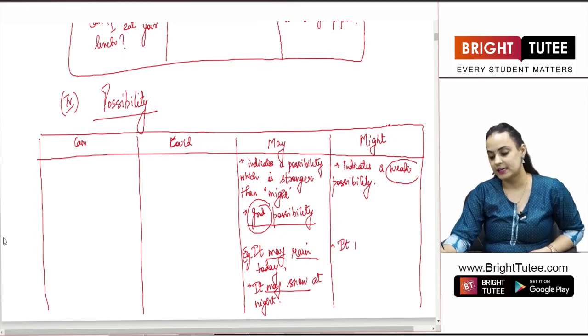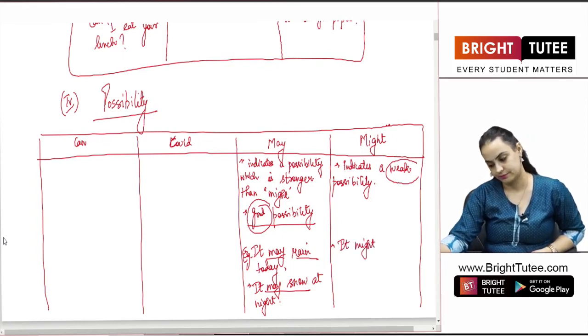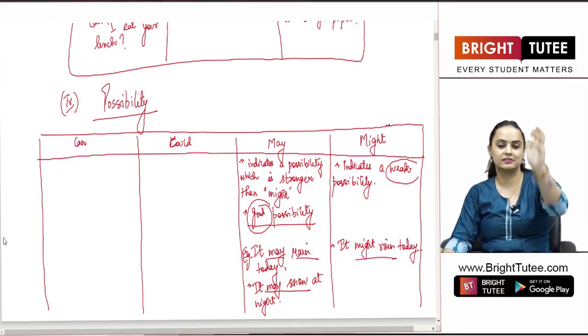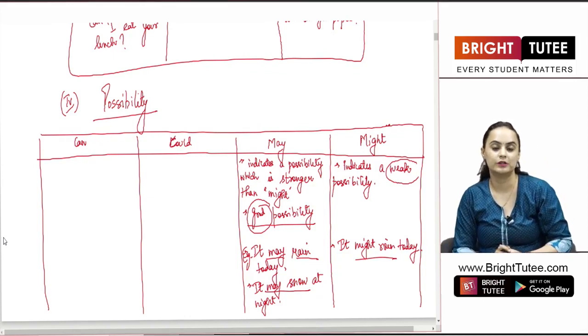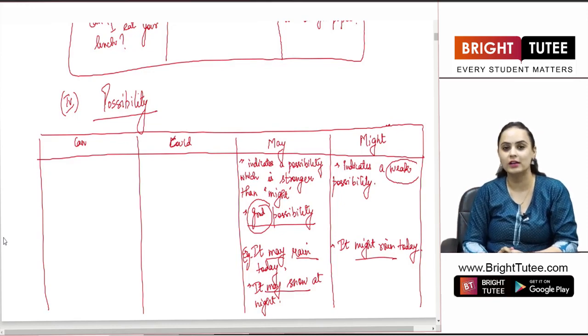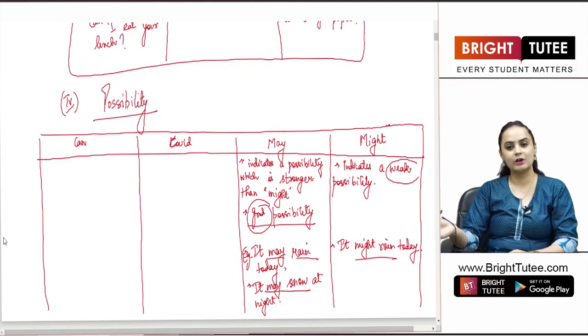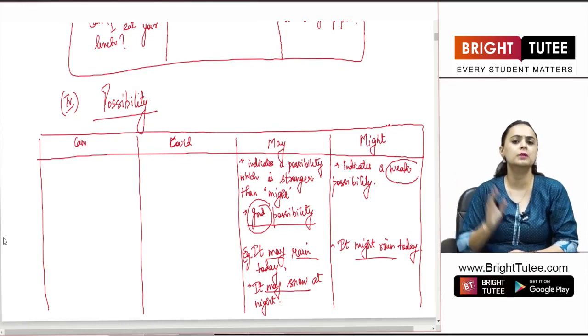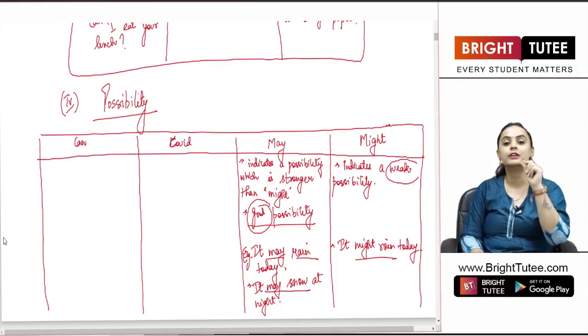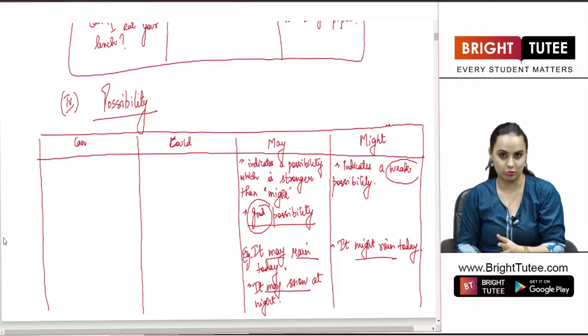If I say it might rain today, this simply means that the only basis on which you are guessing that there is a possibility of rainfall is because there is no sun in the sky. So the sky is not sunny, so you are just assuming that it might rain today, and the possibility of the rainfall is the lowest. Okay, it is actually not worth it.